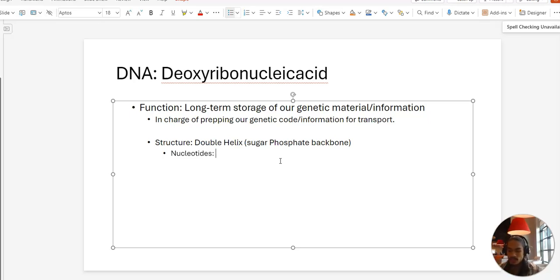So, our nucleotides are adenine, A for short, guanine, G for short, cytosine, C for short, and then thymine, T for short. So all these things make up your DNA.